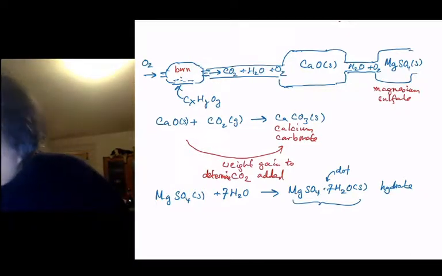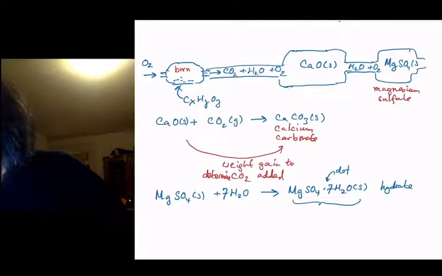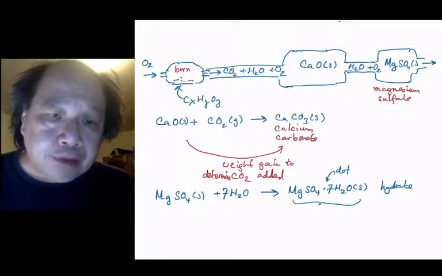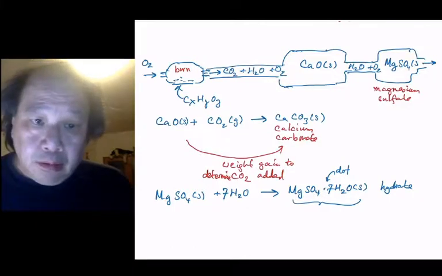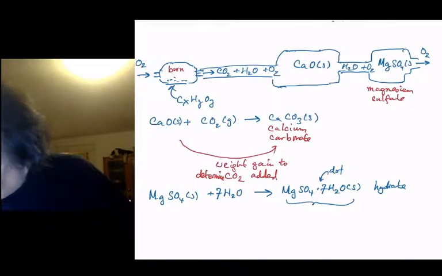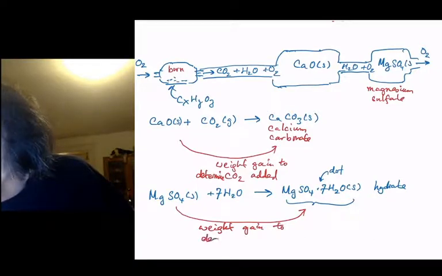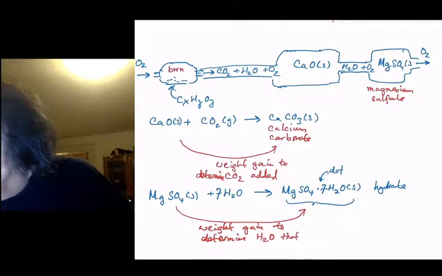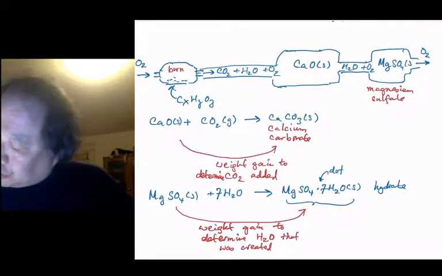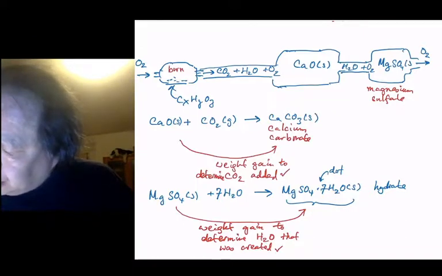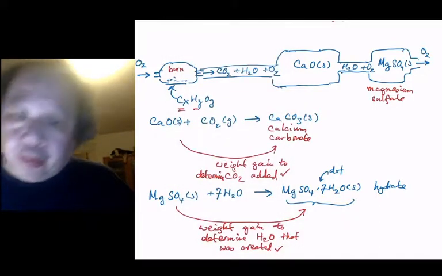So, what is the final gas that's coming out after this magnesium sulfate has become its hydrate? What's the final compound that's coming out? Just put it in chat. It's the O2, the unreacted O2. And so again, we take the weight gain here to determine the H2O that was created. And by determining the amount of CO2 created and the amount of H2O created, we start getting an idea of how much carbon and hydrogen there is in the original compound, and we're on our way to characterizing the material.